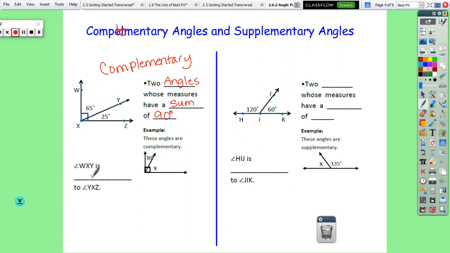Okay, so down here, it's saying angle WXY is blank to angle YXZ. So we know that they're both part of this 90-degree angle. So if we take this angle here and this angle here and add them together, we should get 90 degrees. So we would say that these two angles are complementary.